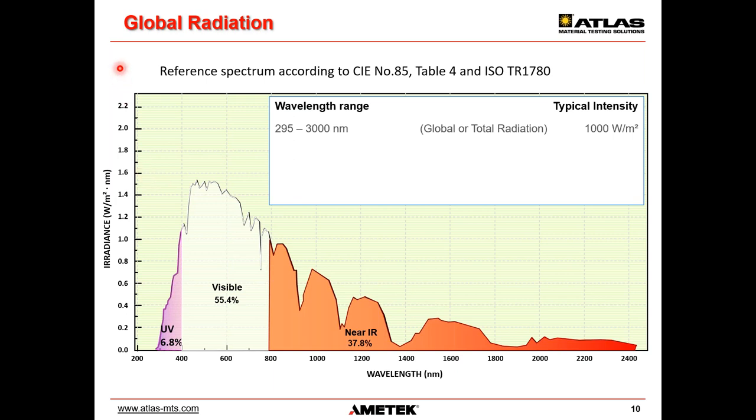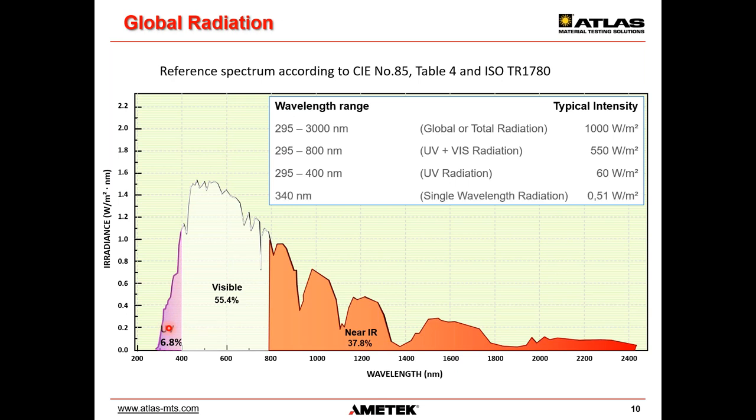So there is a reference sun that specifies the intensity between 295 to 3000 nanometer, about 1000 watts per square meter in this total spectrum. When we just look from the UV to the visible, then you have around 550 watts, but it's still the same spectrum we are talking about. UV radiation, this part here, is 6.8% of the global spectrum, which includes about 60 watts per square meter. Or if we go down to a single wavelength of 340 nanometer, then you have an energy of 0.51 watts per square meter, roughly.